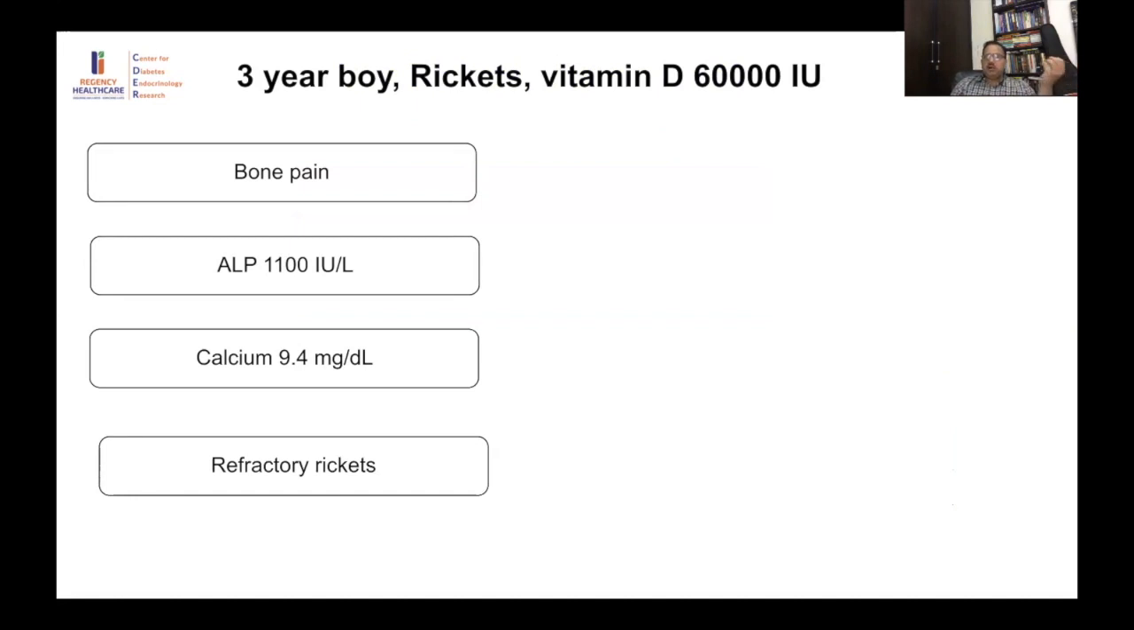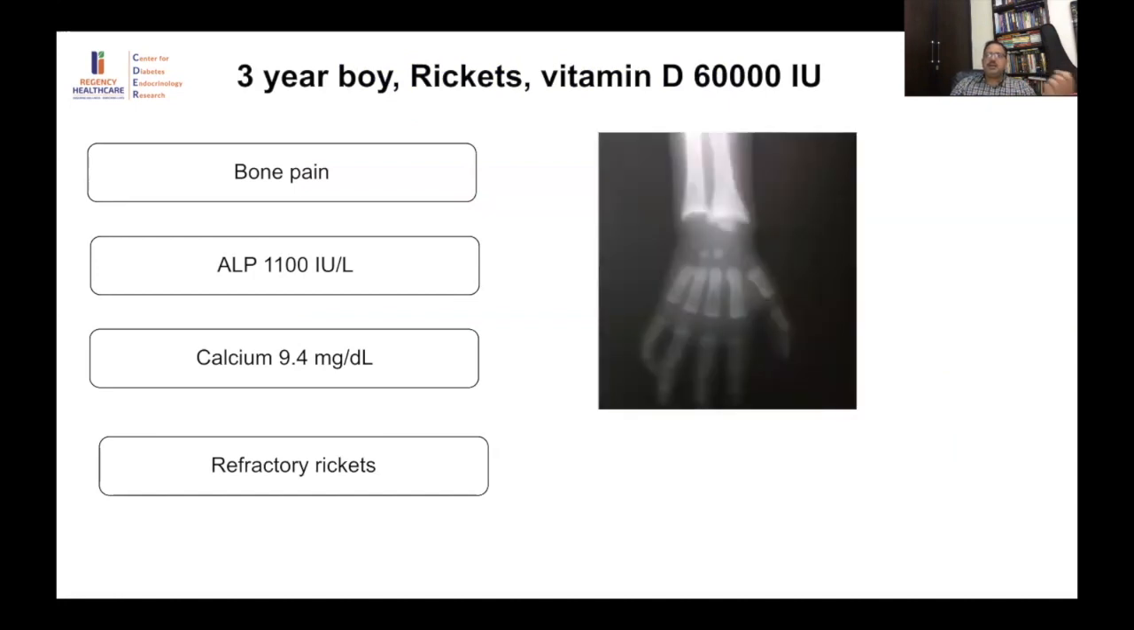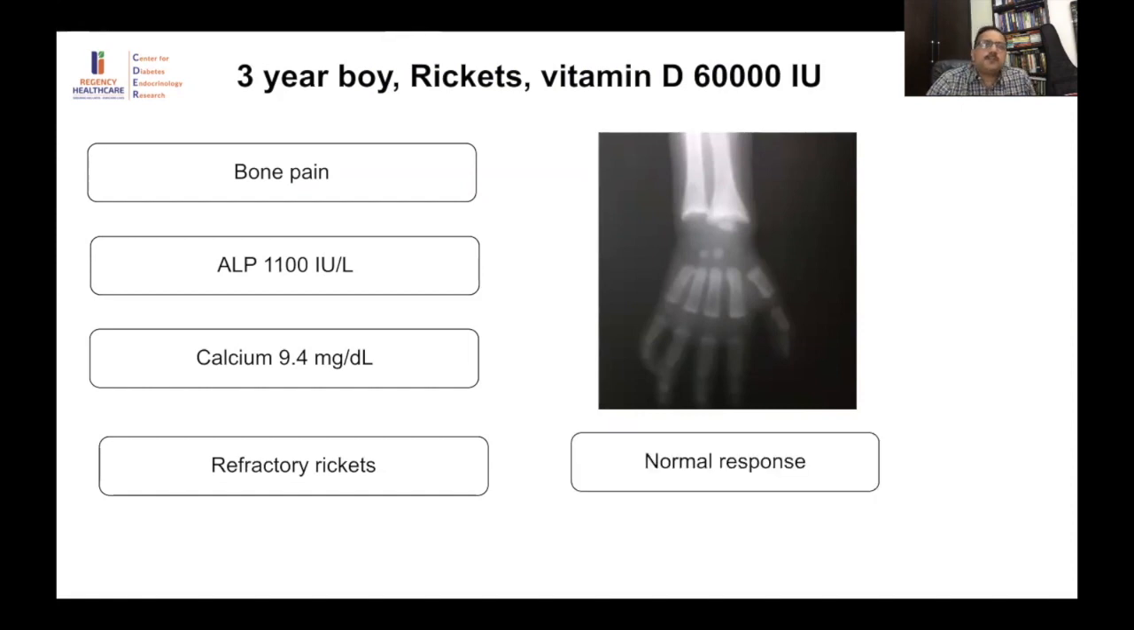Definitely, we have to think of the most important part of the actual response to vitamin D, which is the line of healing, which was present in this case. This basically means that alkaline phosphatase levels may go up during treatment of vitamin D deficiency, and they are not a reliable marker of lack of vitamin D response.